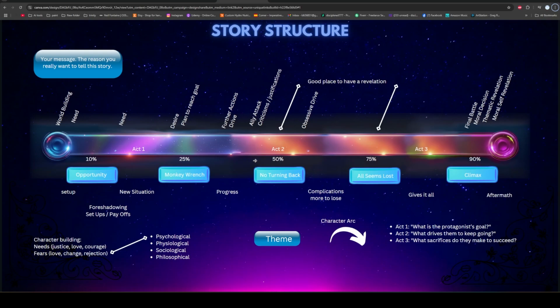And usually between these two marks, somewhere between 25 to 50% before we have the no turning back, we have this right here that happens, further actions and drive. Something else that's going to help him to further reach that goal. Like he has a plan to reach the goal, but now he needs a new plan.